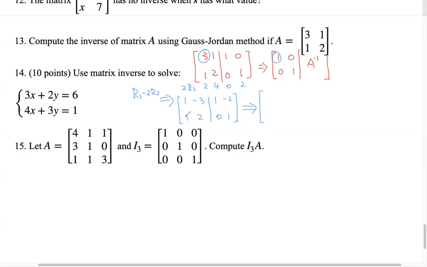Now our second goal is to change this one to be 0. So we just do R1 minus R2. So we rewrite the first row. The operation is on the second row. So 1 minus 1, bingo, 0. Negative 3 minus 2, negative 5. 1 minus 0, 1. Negative 2 minus 1, negative 3.